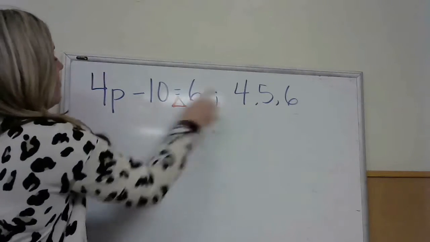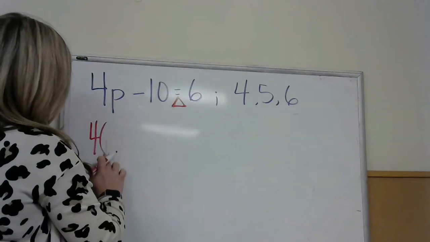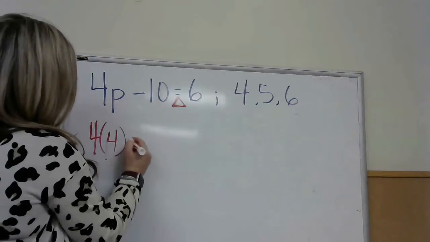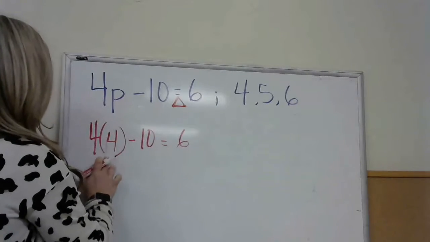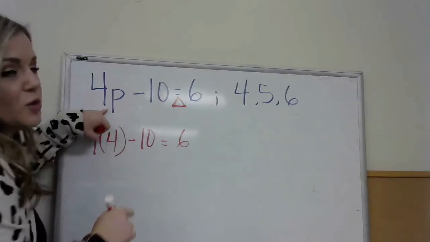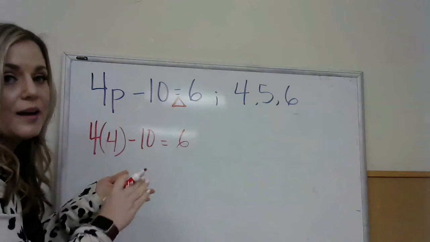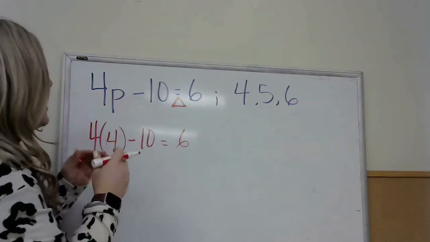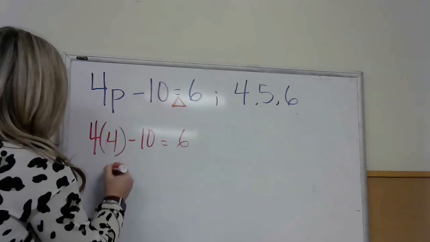All right, so we're going to plug in 4 for p. So 4 for p, which is going to be 4 times 4 minus 10 equals 6. This right here means multiplication. When the 4 is touching the variable, and there's not a plus sign or a minus sign in there, this means we're multiplying. So we know that 4 times 4 is 16.